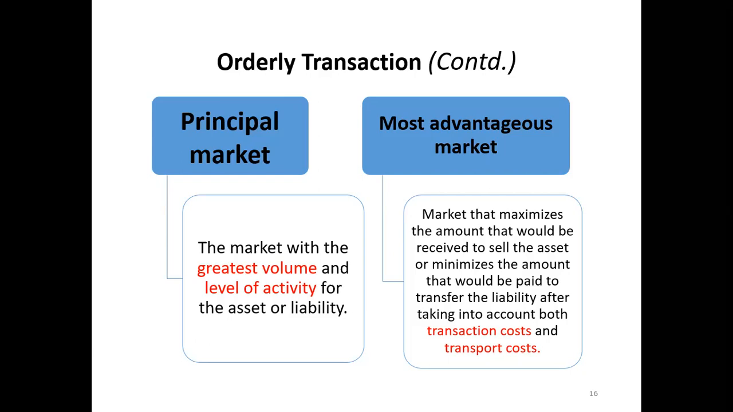Only those two. So in such an instance, even though the greatest volume is produced in the principal market, you don't have access. Then what is the option you have? You cannot refer to the principal market.